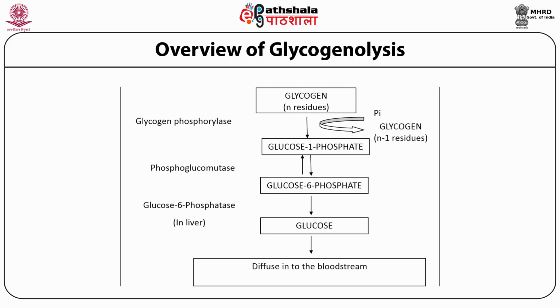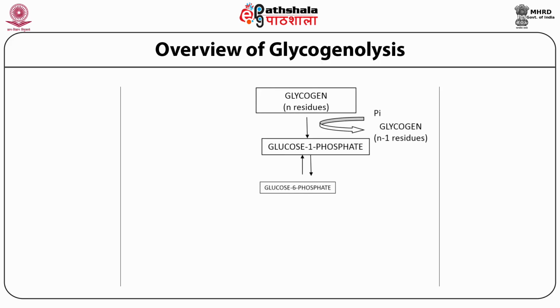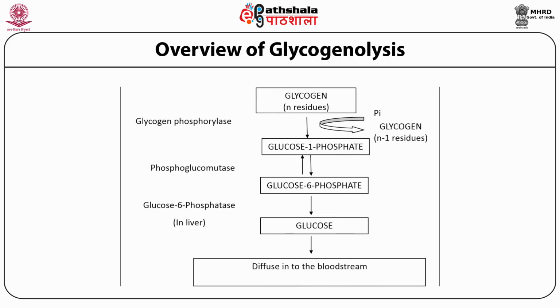Phosphoglucomutase converts glucose 1-phosphate into glucose 6-phosphate. Glucose 6-phosphate can enter into glycolysis. In the endoplasmic reticulum of the liver, glucose 6-phosphate can be changed into free glucose by glucose 6-phosphatase. Free glucose is released into blood.